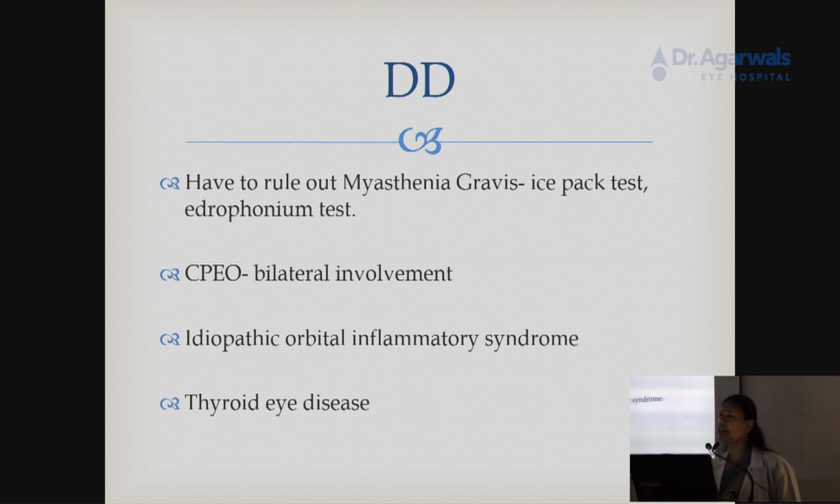In CPEO, there could be a bilateral ptosis, and all extraocular movements will be affected, including abduction. So it's not just adduction alone and elevation and depression. Abduction is also involved in the case of a CPEO. In idiopathic orbital inflammatory disorder, obviously the patient will have proptosis, congestion, and all the extraocular movements can be involved. In thyroid eye disease, again, there is going to be a lid retraction instead of a ptosis, and the muscles will be involved. The most commonly involved muscles are the medial rectus and the inferior rectus. And if you are doubtful, you can do an FDT and confirm it.